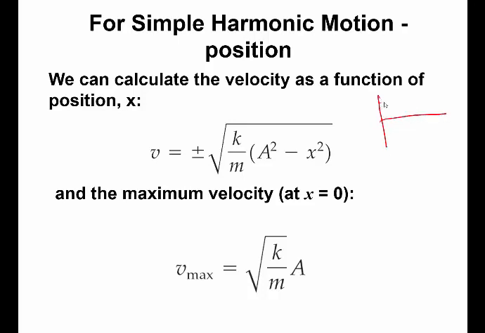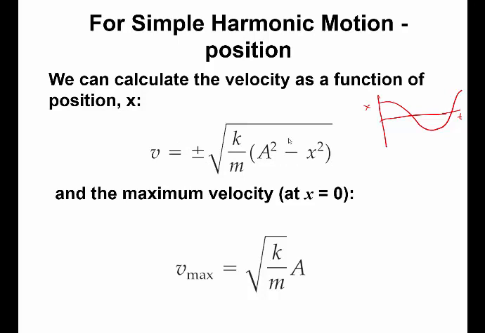So if we started off with a cosine wave, we could have our velocity be positive. Remember, this is position versus time. So we could have our velocity be positive, we could have it be negative, right? And so that's why plus or minus.